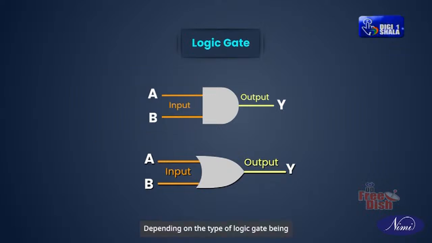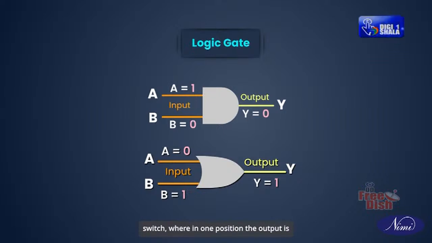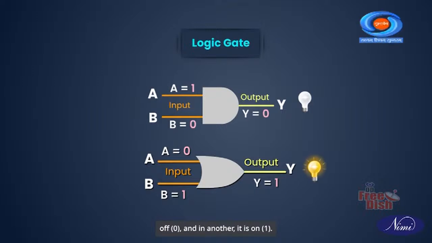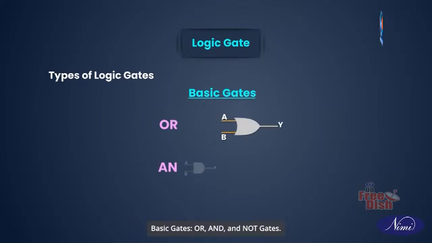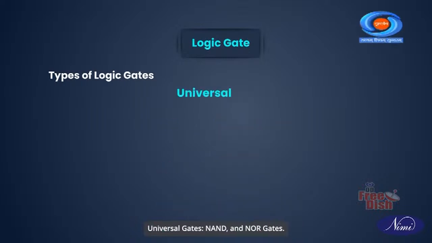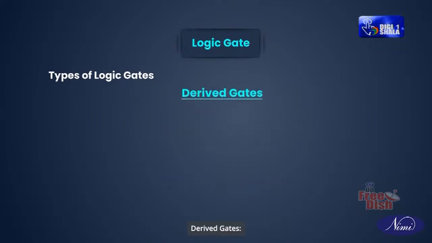Depending on the type of logic gate being used and the combination of inputs, the binary output will differ. A logic gate can be thought of like a light switch, where in one position the output is off or 0, and in another it is on or 1. Logic gates are commonly used in integrated circuits. There are 3 types of logic gates: basic gates, OR, AND, and NOT gates; universal gates, NAND and NOR gates; and derived gates, XOR gates and XNOR gates.